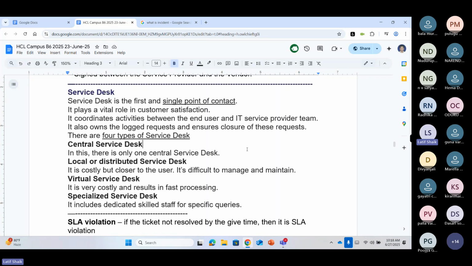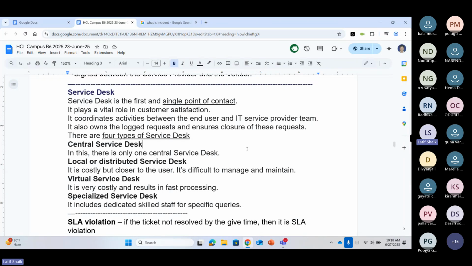So I created one team. This team has a different set of people with different technical knowledge. All these team members will work for one company only. All these team members work for only one specific client. That is a specialized service desk. It depends upon the organization, the customer, and the service provider. We'll do that one, guys.